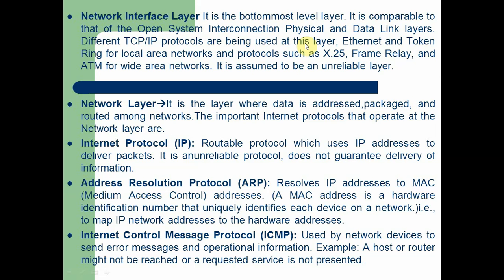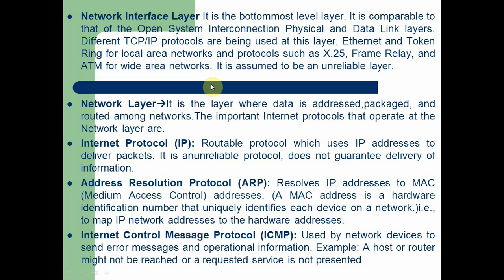So one of the first basic layers is the network interface layer, where different protocols are used, like Ethernet and token ring for LAN, local area network. X.25, frame relay and ATM are used for wide area networks. It is assumed to be an unreliable layer.